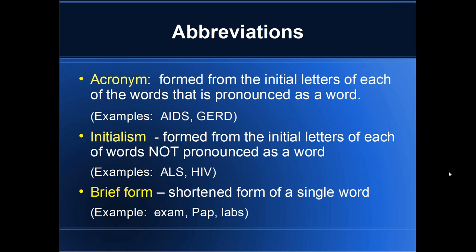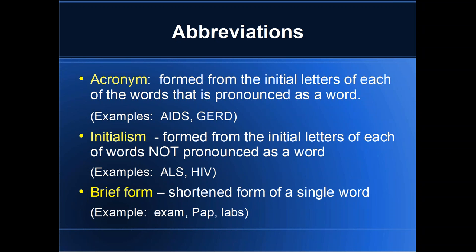So what I just provided here, just in case anyone has any questions about what each one of these are, I think you can get kind of hung up in what they are. But really, if you think about it for a little bit, they all make pretty much some sense here. You can probably think even of your own, not medically related, but an acronym is formed from the initial letters of each of the words that is pronounced as a word. So AIDS, GERD, those kind of words. They all represent each of those letters, and they're all capitalized, you'll note, because they represent something else.